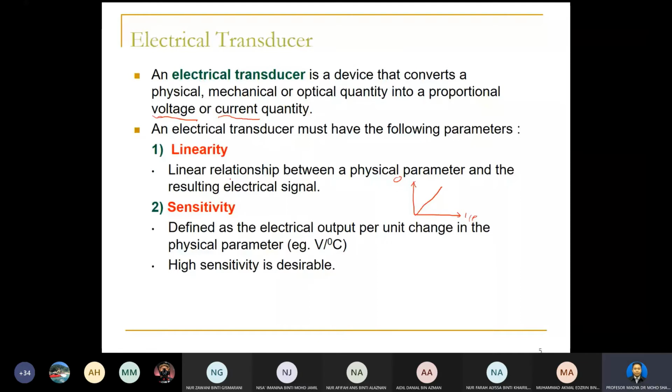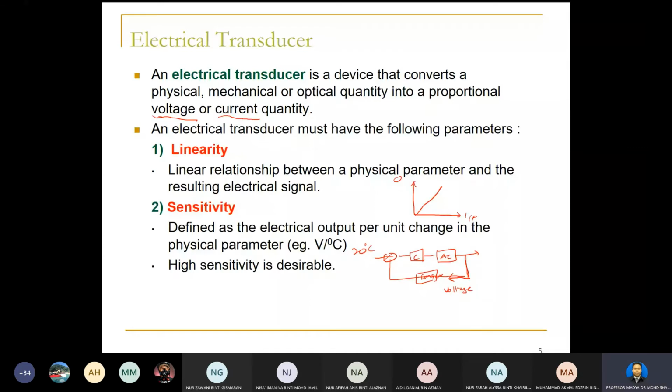The second parameter is sensitivity. Sensitivity is defined as the electrical output per unit change in the physical parameter. For example, like our aircon that I mentioned: this is our system, this is the controller, this is our aircon, and this is our feedback, the sensor. Maybe we set 20 degrees, so the output here maybe is in voltage.